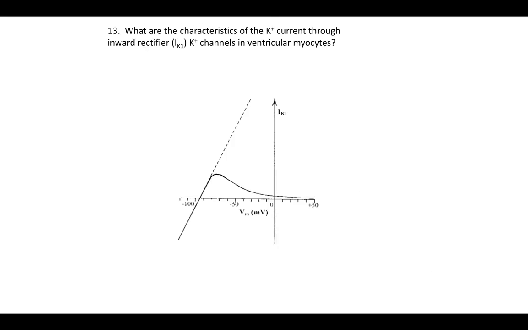What are the characteristics of K current through the inward rectifier? The inward rectifier channel is always open, no matter what the voltage. But it likes to conduct potassium at lower voltages. So as your voltage goes up, the properties of the channel are such that it won't let as much potassium through as the voltage goes up.